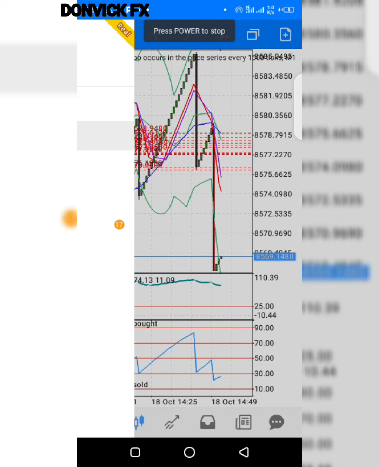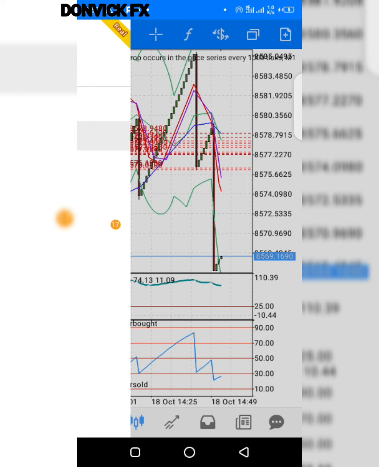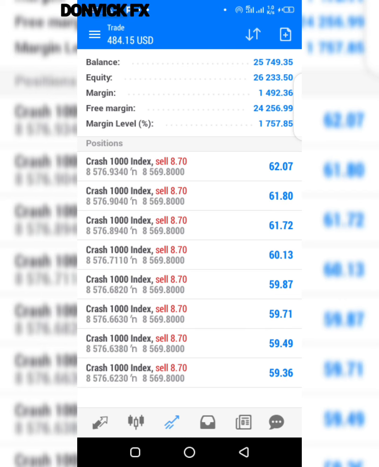Okay guys, look at this. Look at this. So many trades taken at once. The accuracy in my strategy, like the sexy accuracy, and there's the profit. The profit, wow, $483.